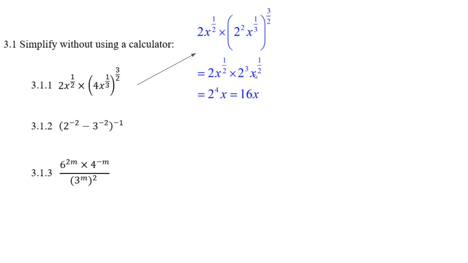Well, this thing's going to get easier now, because I've got 2 times 2 cubed. That's 1 plus 3, that's 4 2's all multiplied together, and x to the half times x to the half is x to the half plus a half, x to the 1. Oh, that's the square root of x times the square root of x. That just equals x. What is 2 to the 4th? It's actually 16. So your answer is 16x.